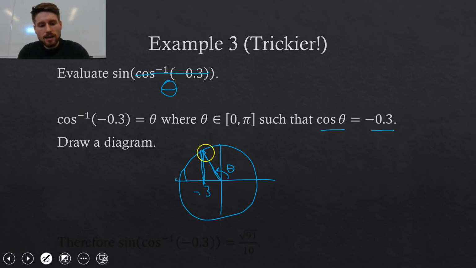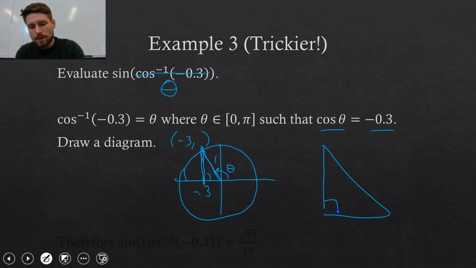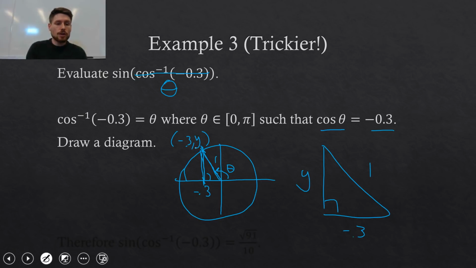We're interested in the sine, which is the y-coordinate. And that's the 1. So let's go ahead and blow this triangle up a bit. We know this is negative 0.3, this is 1, this is y, the thing we're interested in. And since theta is between 0 and pi, that's quadrants 1 and 2. We know it's in quadrant 2 because it's where cosine's negative. So that means the sine is positive, something greater than 0. So we just need to use the Pythagorean theorem to find it.